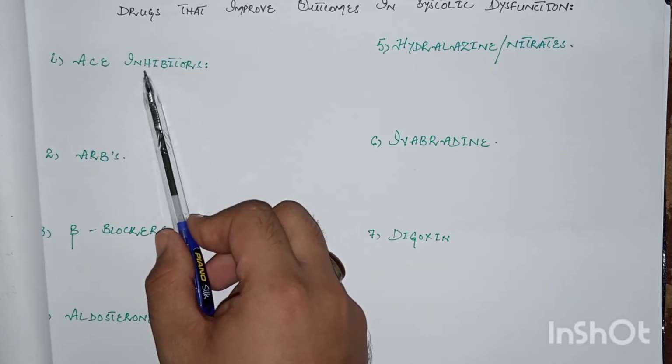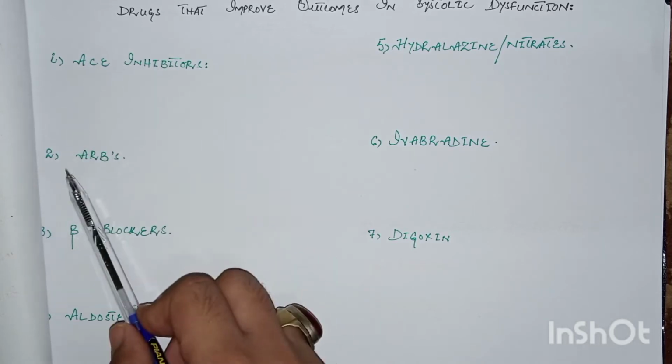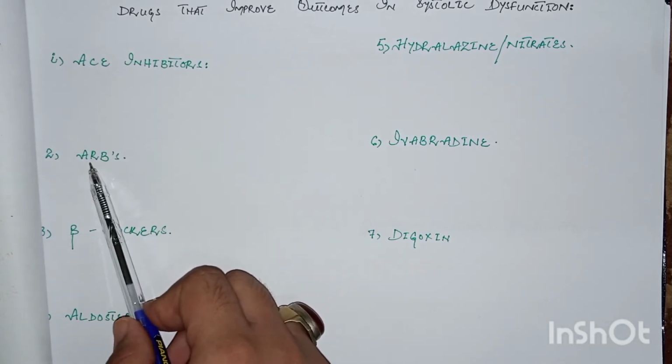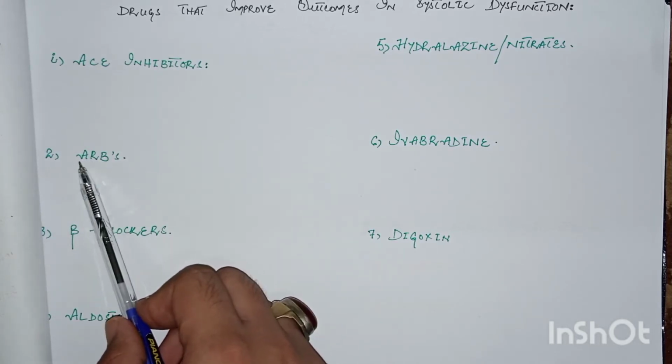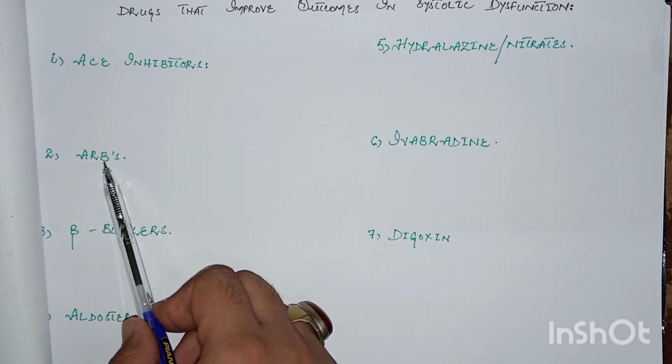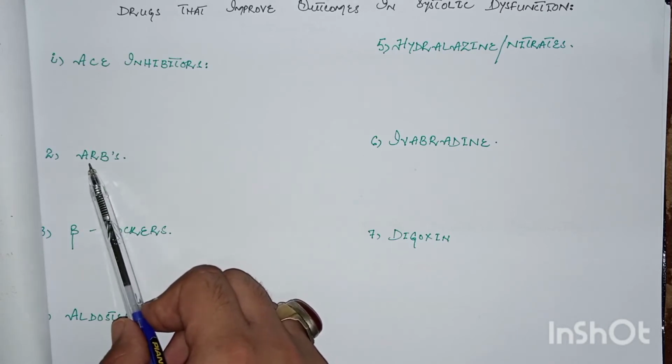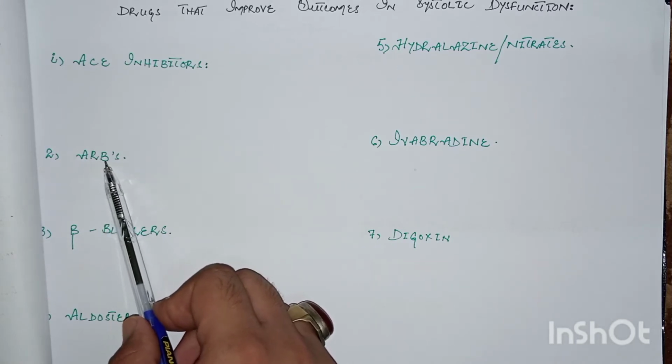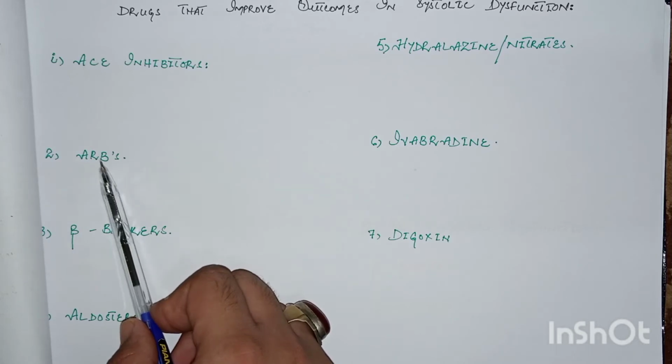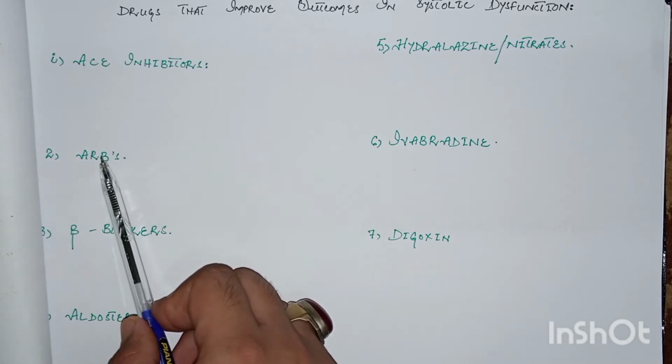So if the patient develops the dry cough, then shift the patient to the ARBs. These ARBs also improve the mortality. These are angiotensin receptor blockers, type 2 angiotensin receptor blockers. These have a direct inhibitory effect on the angiotensin 2 receptors. They have the same mechanism of action but act directly on the angiotensin 2 receptors.